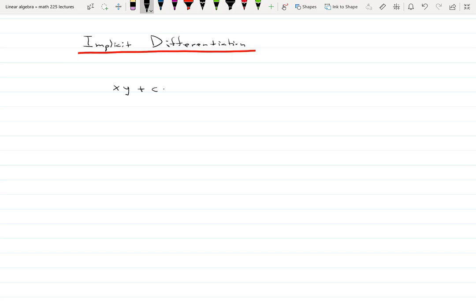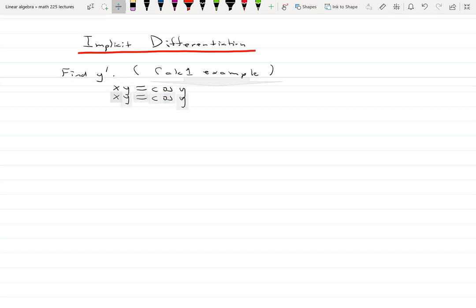So here's an example from Calc 1. Suppose we have xy plus cosine y. We don't have to do that. Let's say, make it even simpler. Let's just say xy equals cosine xy. Yeah, why not? That'll work. Okay, and I'm assuming that y is a function of x. So the directions here are to find y prime. So this is a Calc 1 example, just to get us ready for the new stuff. Calculus 1 example. Okay, so let's make a little row in here.